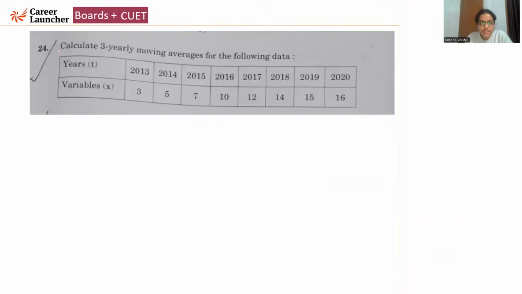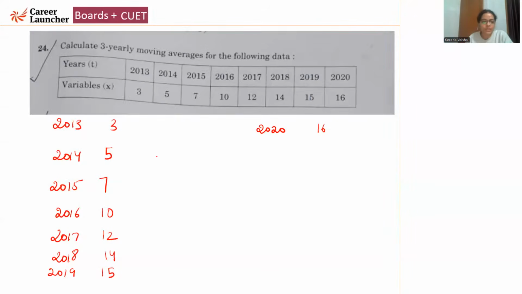Now let's move on to question number 24. Now this is based on 3 yearly moving averages का calculation. So read this question carefully. So in this case, you will simply consider the data inside में जो variables given है and consider the set of three. You will have to add 3 plus 5 plus 7 and divided by 3. तो इसका 5 आ जाएगा.